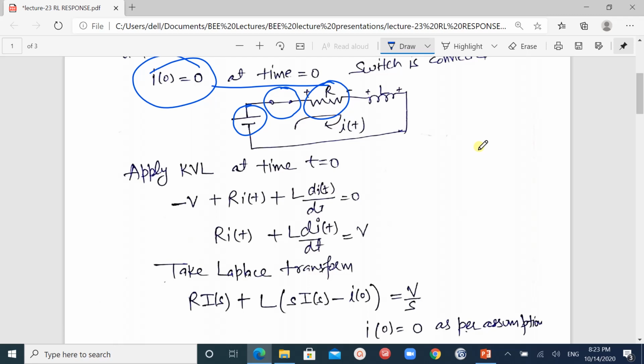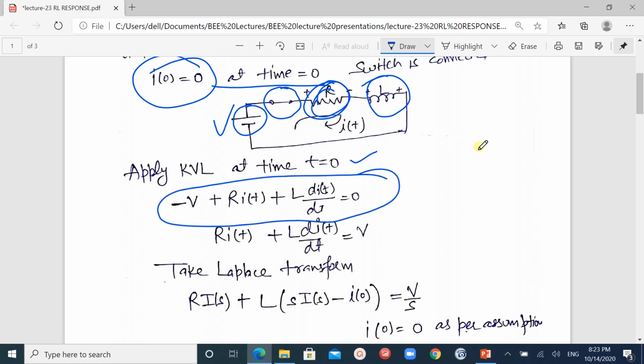Apply the KVL in this circuit at time t equal to 0. The KVL is minus V, this supply voltage, plus the voltage drop across the resistance, R i(t), plus the voltage drop across the inductor, L di(t)/dt, is equal to 0. So this is the KVL of the circuit. We will rearrange this equation into R i(t) plus L di(t)/dt is equal to V.